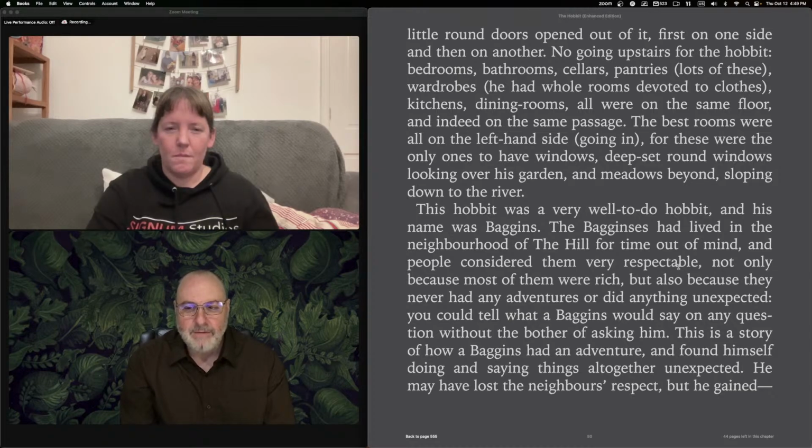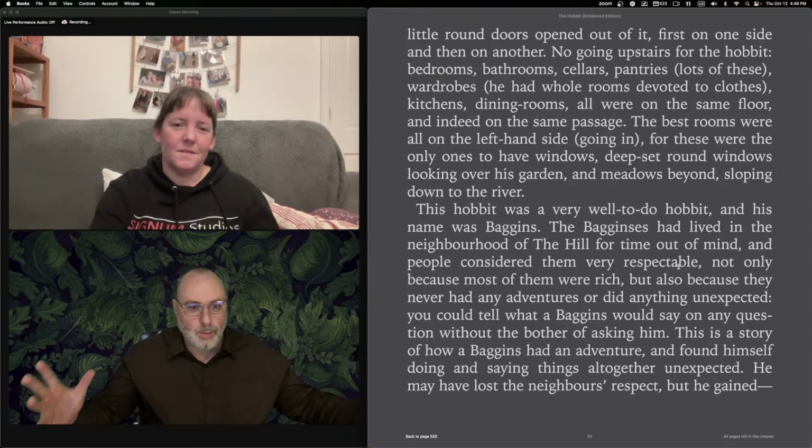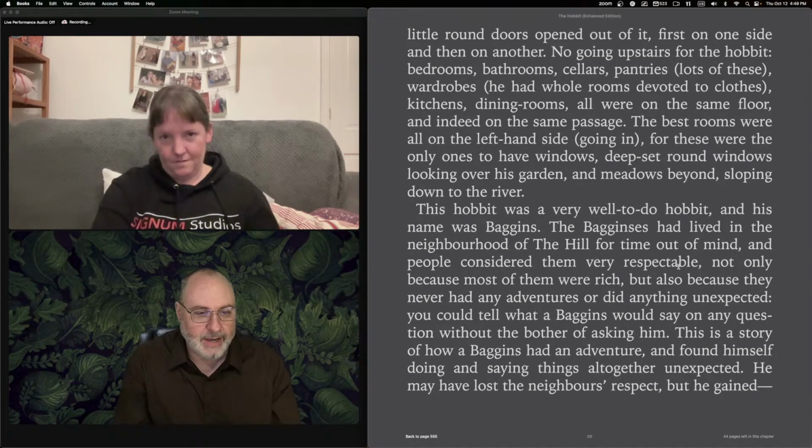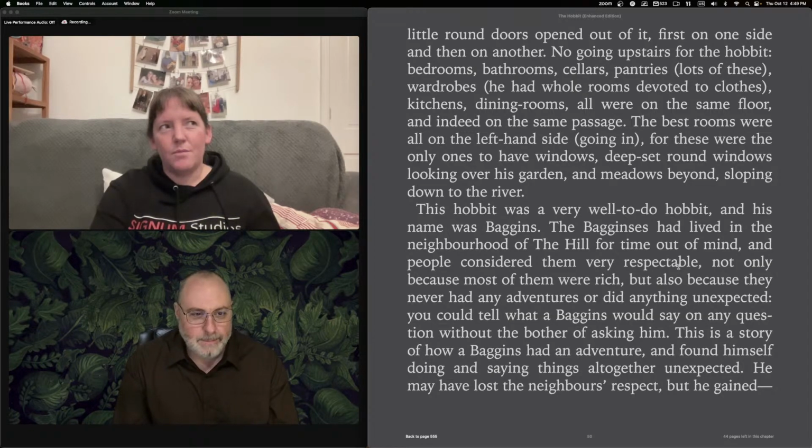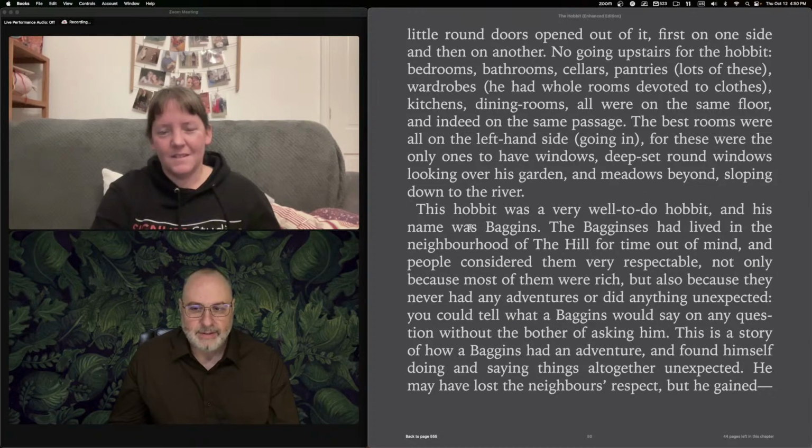There's something even about the phrase "the best rooms," right? The best rooms were all on the left-hand side, which suggests, first of all, such a wealth of rooms that we can delineate between the best rooms and the least good rooms. And again, that there's a pride in having a best room. Like, I'm putting effort into making this one the nice one to host people in. Yes, exactly.